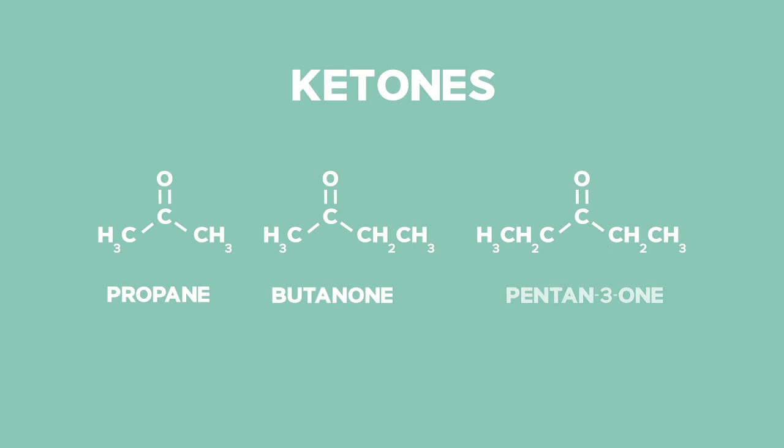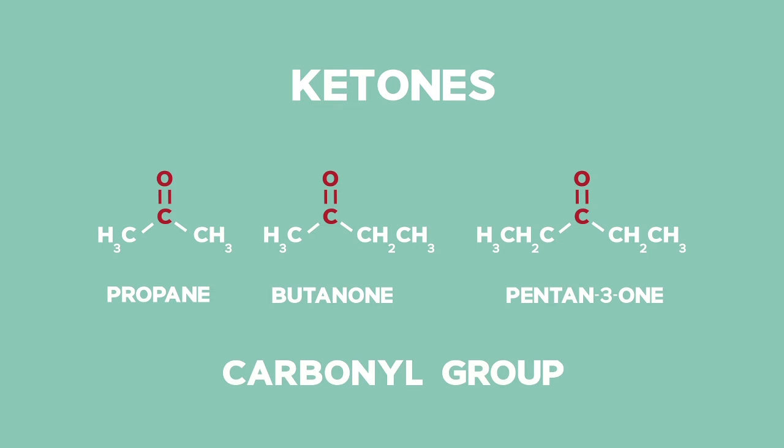Ketones are widely used as organic solvents, such as acetone, which is nail polish remover. Ketones form on a carbon that is not a terminal carbon, that's a carbon on the end, carries a double-bonded oxygen group, or carbonyl group.